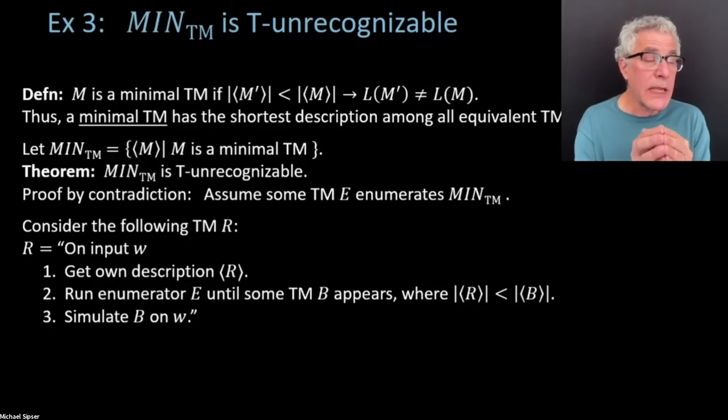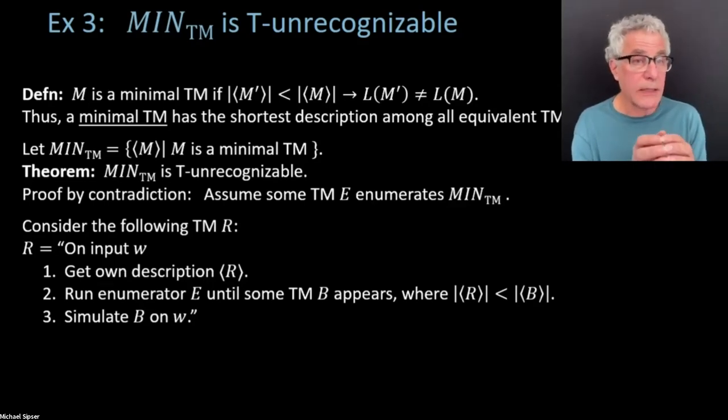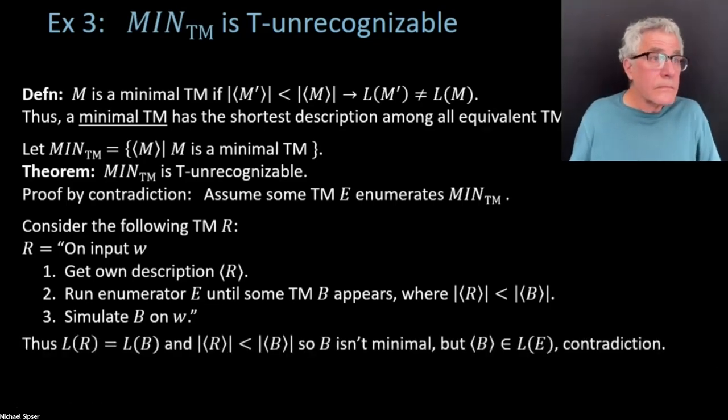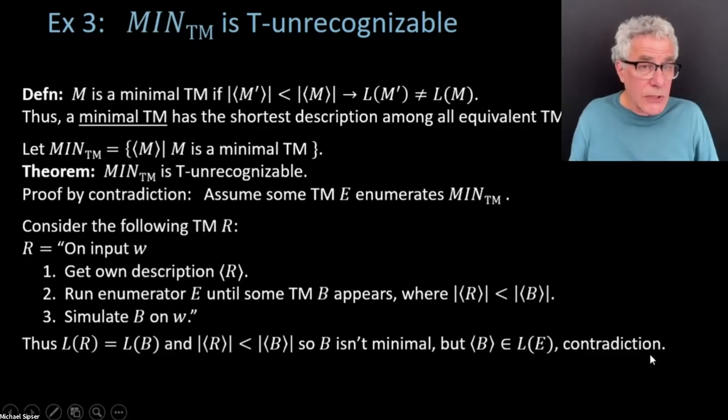But that bigger machine is supposed to be minimal because E is producing it. But here you are exhibiting a machine that's smaller than that allegedly minimal machine. It couldn't be minimal. That's the contradiction. So the language of R, this machine I just produced, equals the language of B, because R ends up simulating B. But R is smaller than B because R waited until it found a machine that's bigger than it. So B couldn't be minimal. But B was one of the machines that the enumerator produced. That's a contradiction.